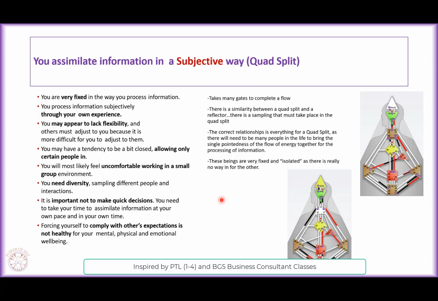I don't mean you have to walk up to them and say, hey, I want to be in your aura. No, it's about, you go to the mall and you walk around, or you go to the beach and you just walk around. Because whatever wisdom you need to pick up is right there in their auric field, waiting for you to just sample it. So these beings are very fixed and isolated, and there is really no way in for the other.